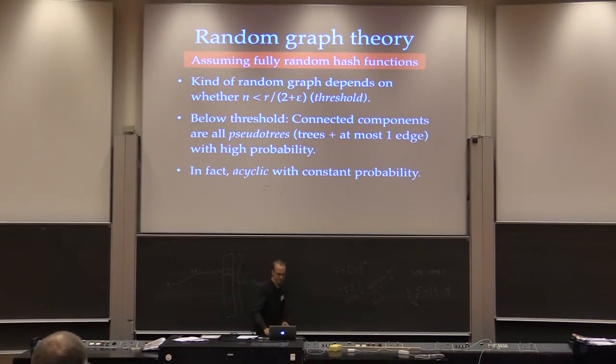It's actually possible to show also that it's going to be acyclic with constant probability. So if we are willing to choose hash functions a few times, eventually we are going to find ones that make this graph acyclic.